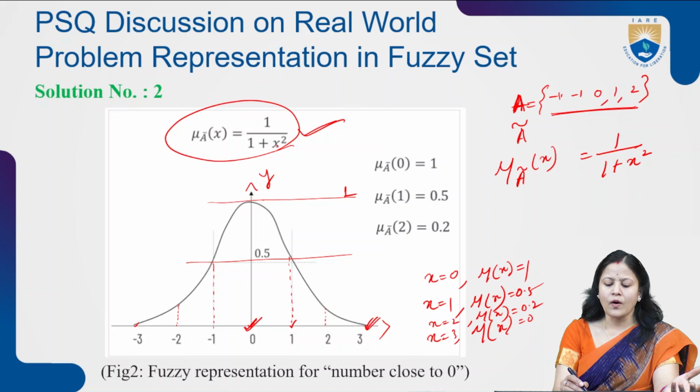If x is equal to 1, it means 1 by 2, that is equal to 0.5. If x is equal to 3, like this, you insert the values in place of x and find out their membership values.